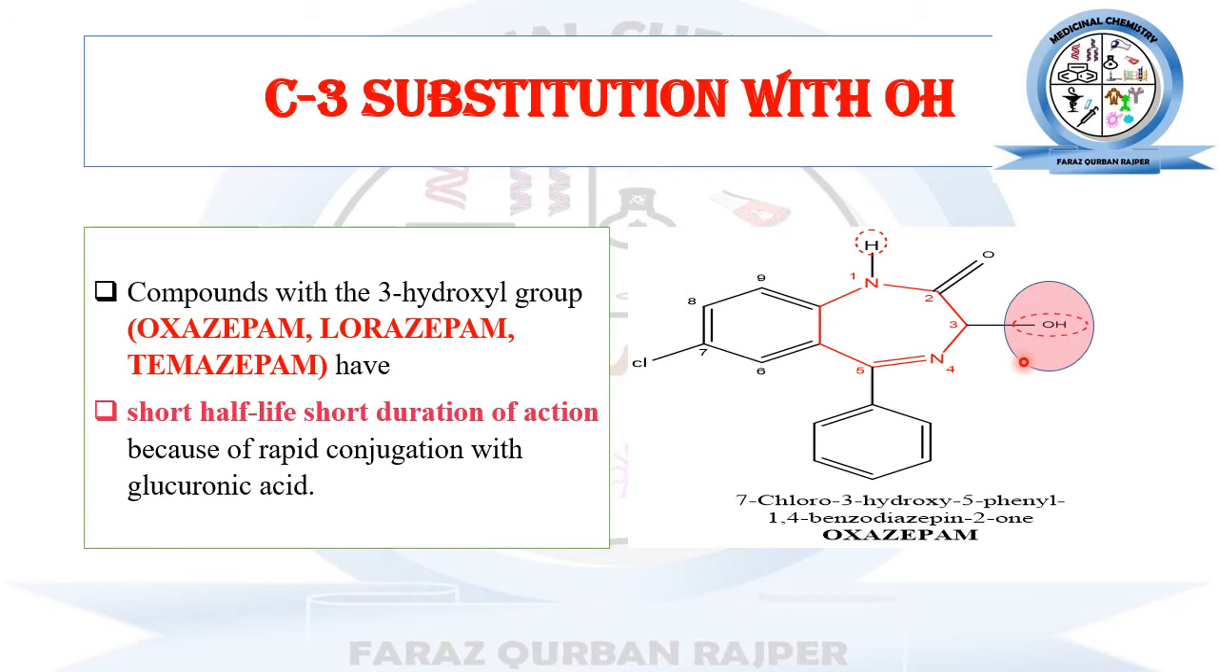We have already discussed the reaction mechanism of metabolism of different benzodiazepines in our other lecture on metabolism of benzodiazepine. So basically, if the drug has the 3-hydroxyl group at the carbon number 3 position, it will have an effect on its pharmacokinetics. How? It will cause rapid metabolism of the drug. It will directly undergo phase 2 conjugation, which will cause a reduction in half-life and a shorter duration of action of the drug.